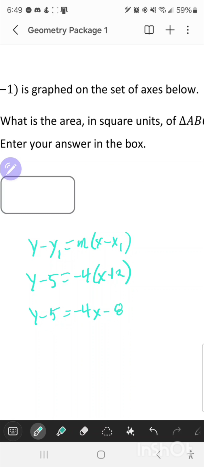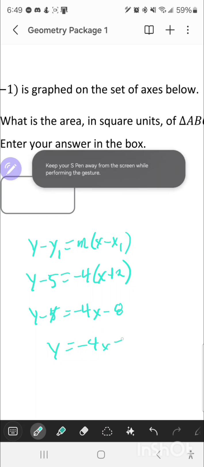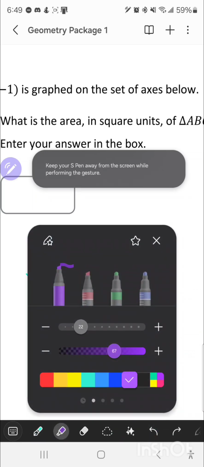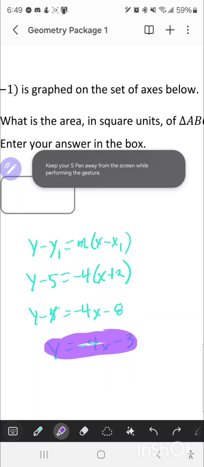Now we add 5 to both sides, so we can cancel this out, and we get y equals negative 4x. Now negative 8 plus 5, they have different signs, so we subtract: 8 minus 5 is 3. Since 8 has the negative sign, our answer will be negative, it will be minus 3. And this is the equation for that line. Okay, another color. This is the height, the equation for the height.